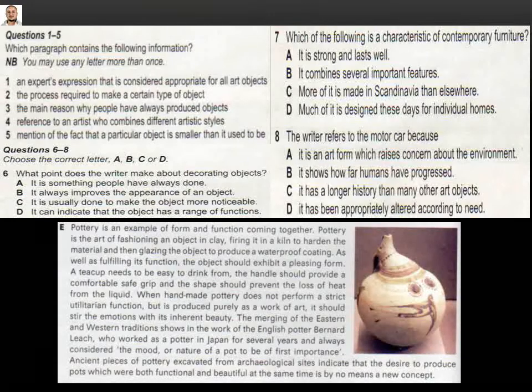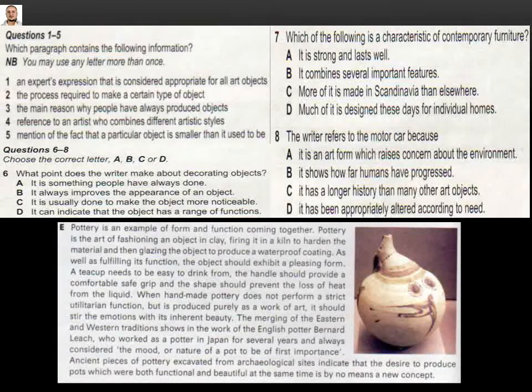Number 1, we have already chosen it. Number 2, the process required to make a certain type of object. Yes, it talks about that. From the first line, the last word, pottery is the art of fashioning an object in clay, firing it in a kiln to harden the material, and then glazing the object. This is the process, because fashioning an object in clay, firing it in a kiln talks about the steps of how to make it. So this is the process.